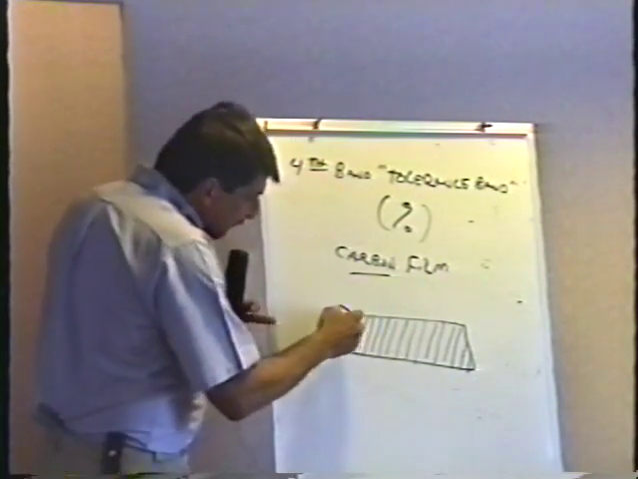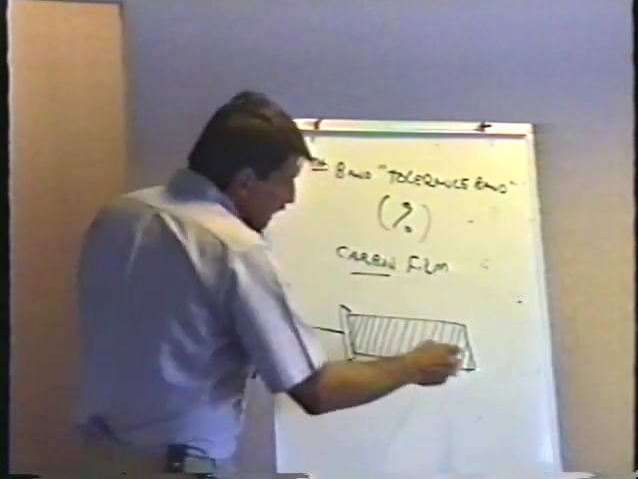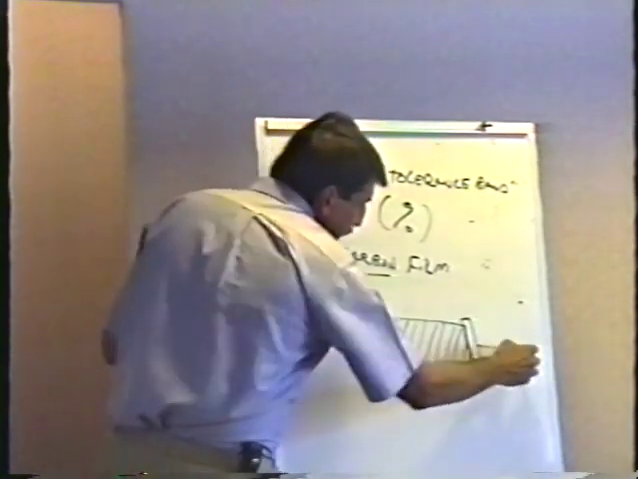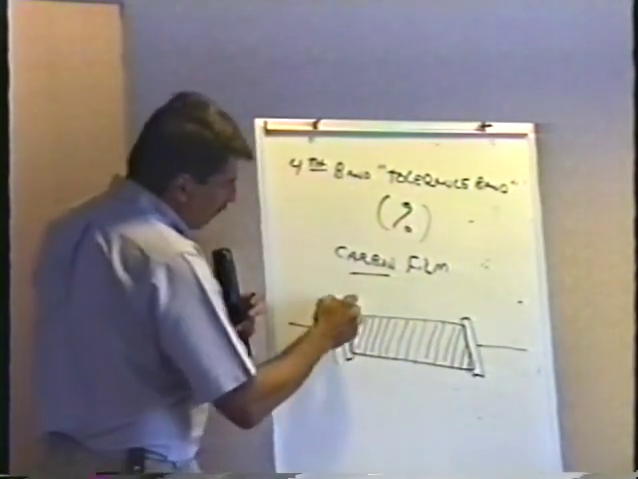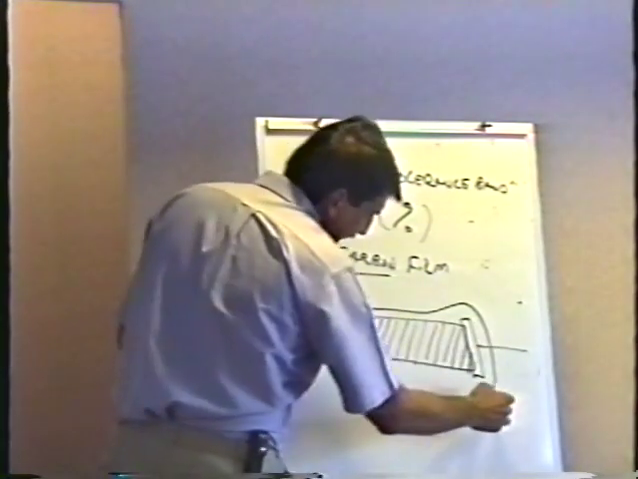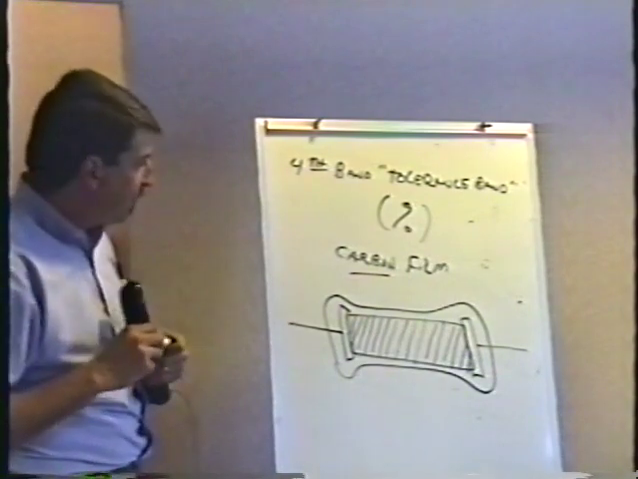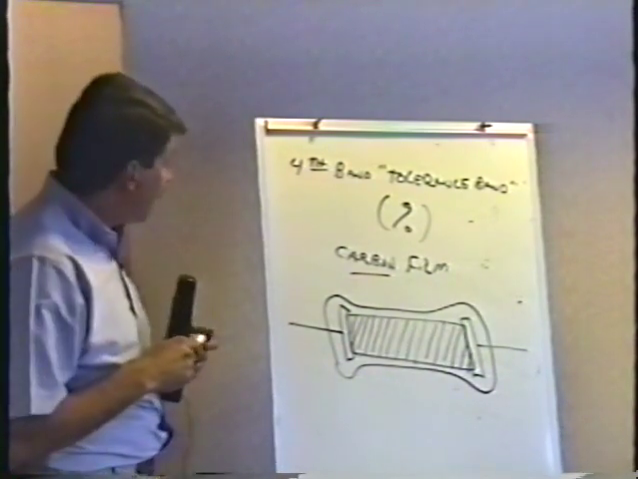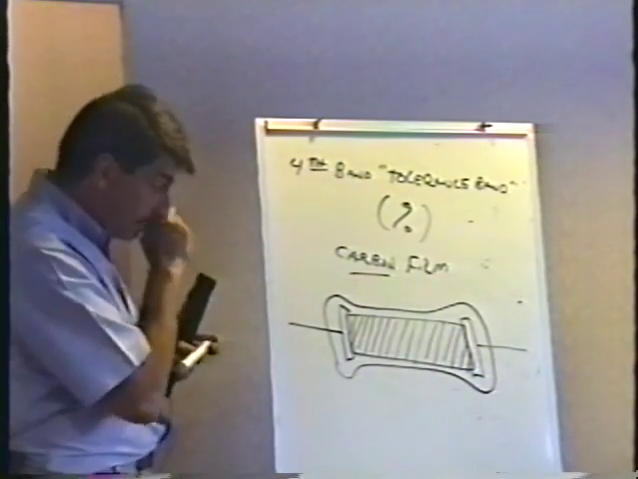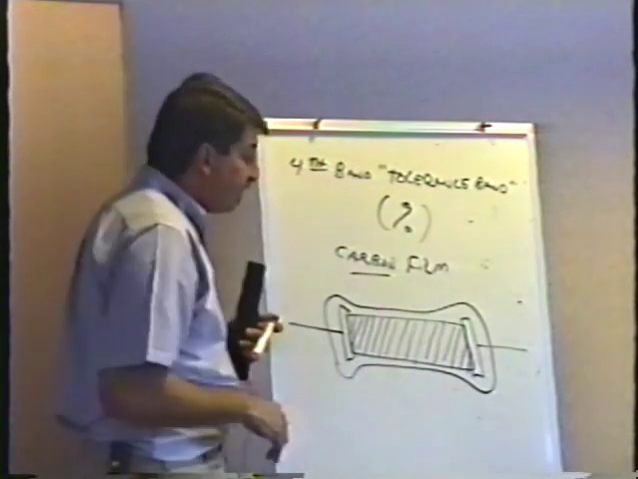Anyway, then they clamp a metal lead on each end of it like this, and then they dip the whole thing in epoxy, which is why it has a characteristic dumbbell shape if you look at it, or dog bone shape. And the bigger ones, it's even more obvious. I'll show you one in just a little bit. So these are called carbon film resistors.